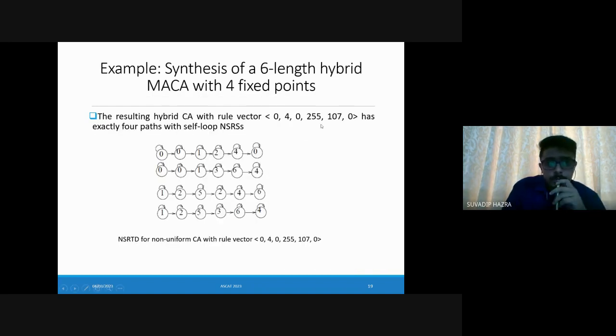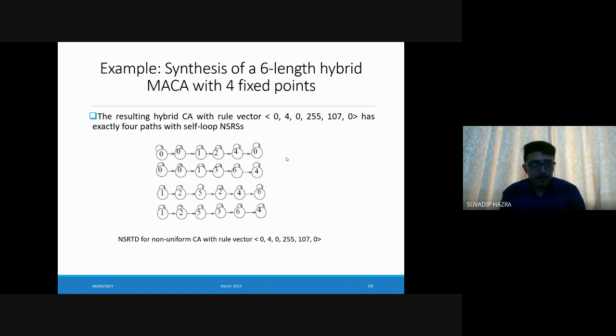So this is the corresponding NSRTD of the hybrid CA with rule vector 0, 40, 255, 107, and 0, and it is exactly creating 4 unique sequences, and all the 4 correspond to fixed length attractors.